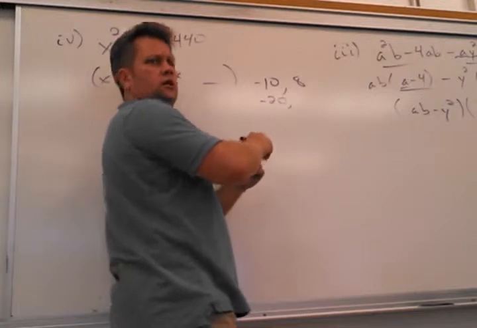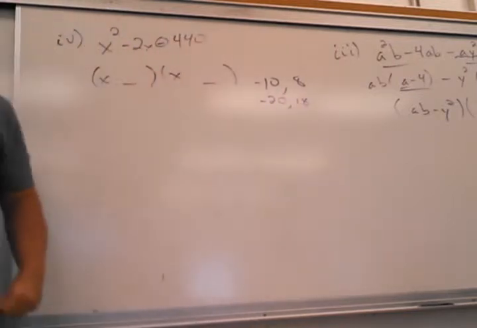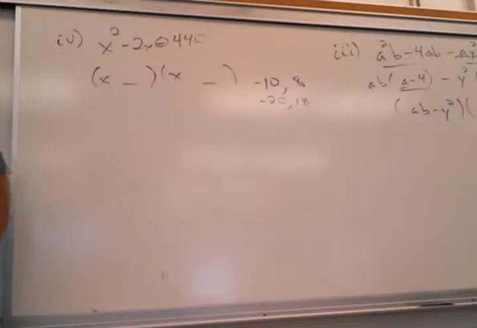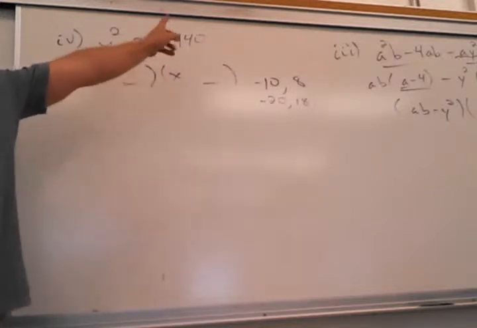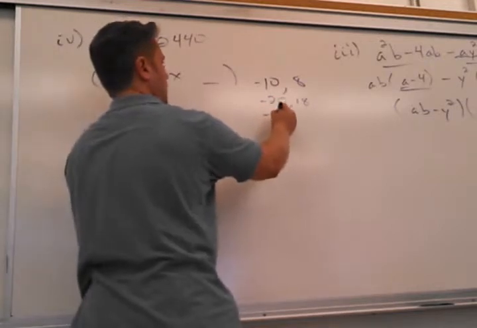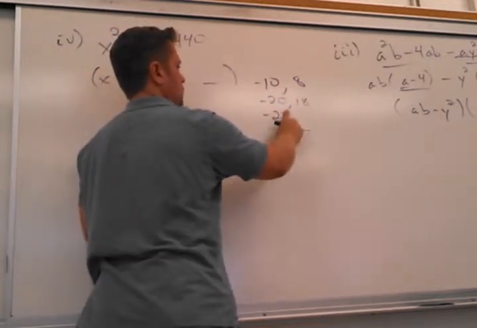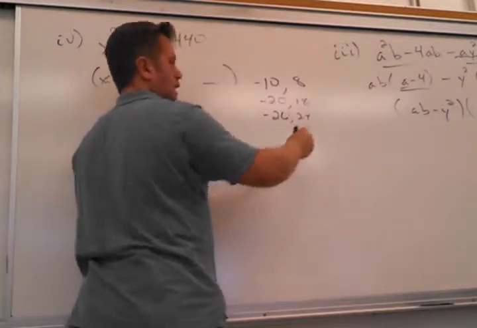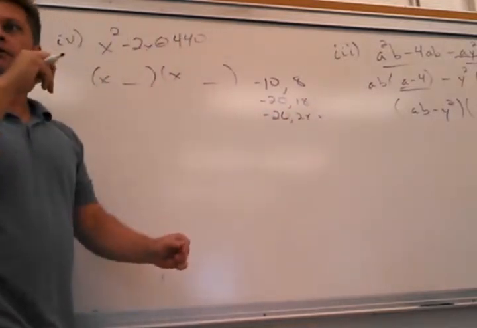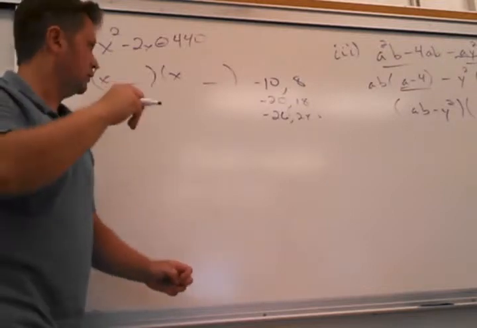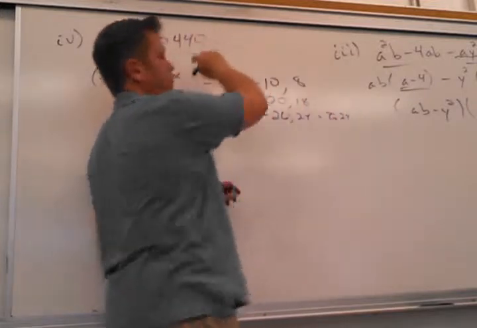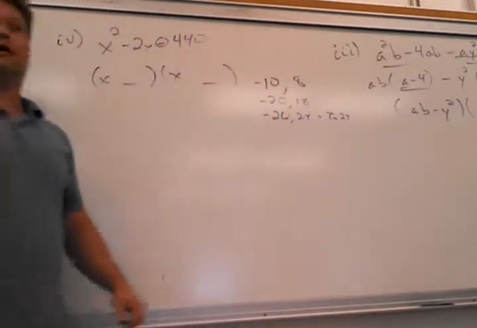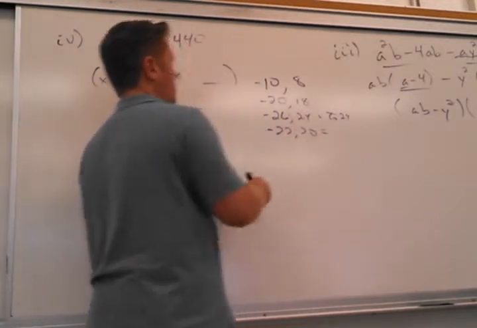Negative 20 and 18. We're getting closer, right? Negative 20 times 18 is negative. Twice 18 is 36, so it's 360. Just tack the 0 on, right? You guys with me? Yeah. Getting close to 440, right? So maybe 26 and 24? Well, that multiplies to be what? 520. Yeah. 26 and 24? That is too much. Yeah. 22 and 20. There you go.